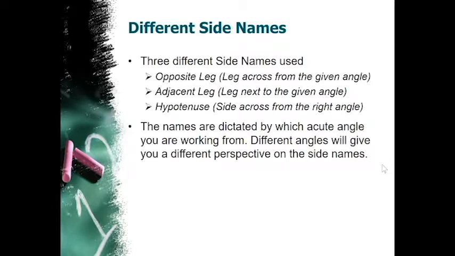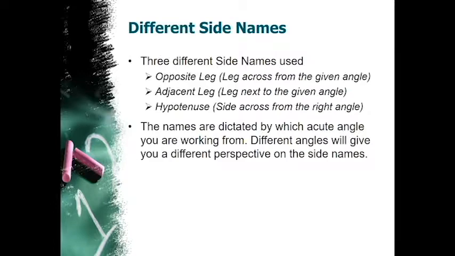So we know every right triangle has two legs. Being that we are working from one of the acute angles, we're going to call one leg the opposite leg. That's a leg that's across from the given angle. We're going to call one of the legs the adjacent leg. That's the leg that's next to the given angle. And then you have your hypotenuse.